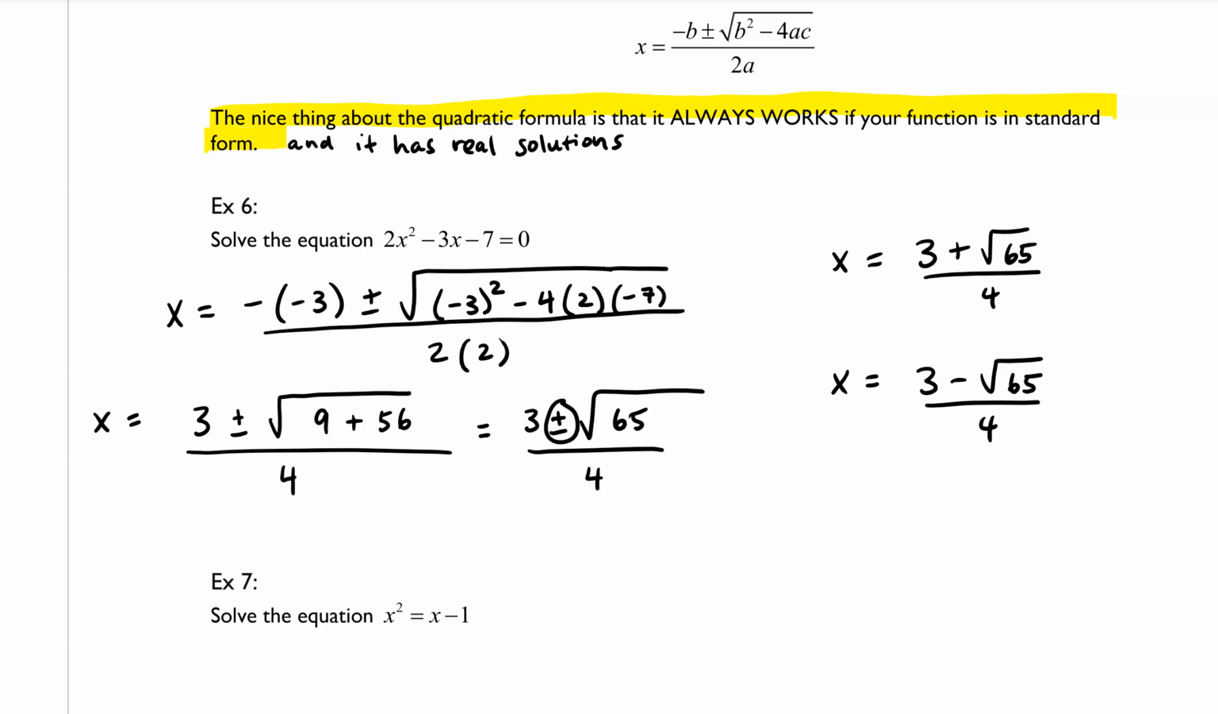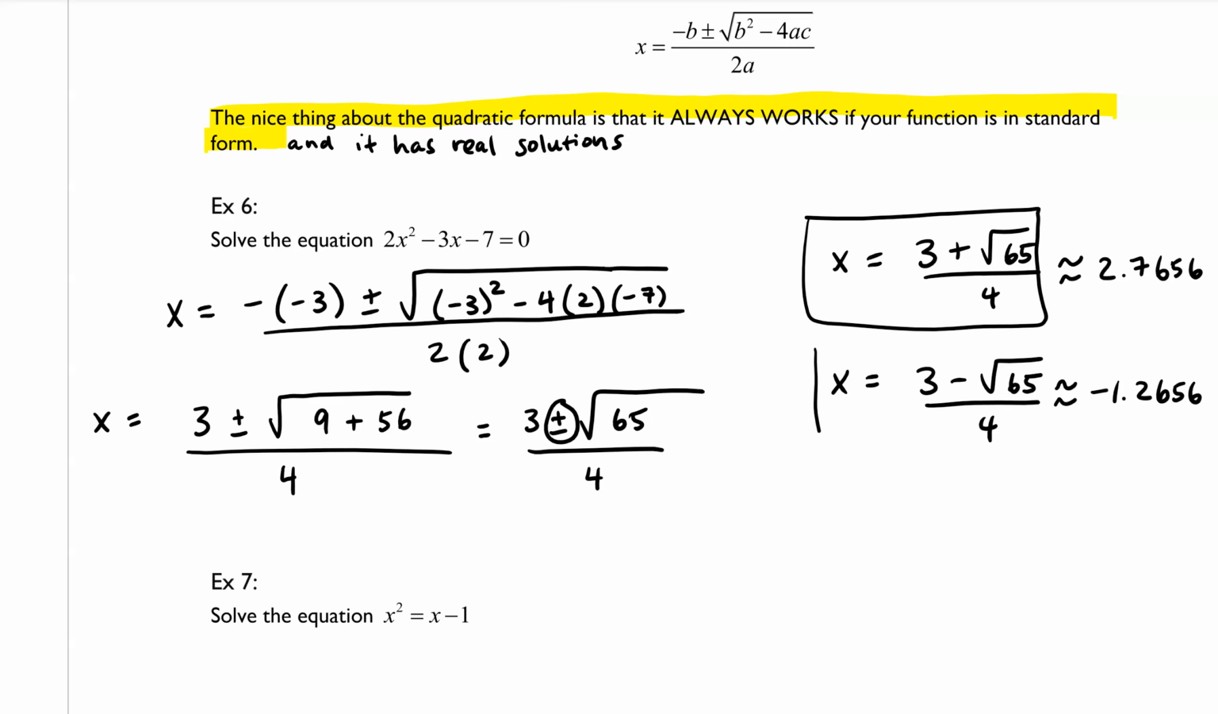And really quickly, let's just estimate these numbers to get an idea of what they are. So I went ahead and plugged those into my calculator, and the x values are approximately 2.7656, and the other one is approximately negative 1.2656. Okay, so I'm just going to box the fraction portion because the other ones are decimal approximations. So generally, I would like you to leave your solution in exact form as a fraction.